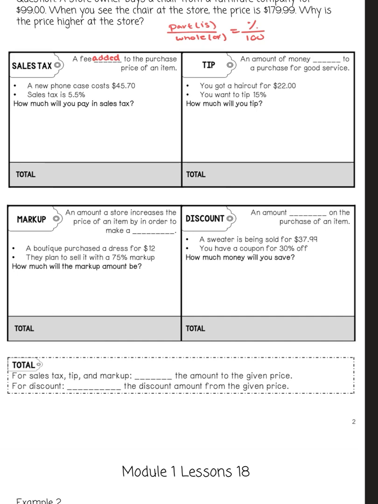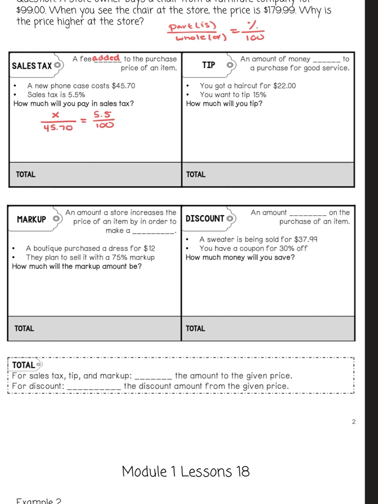All right, so here we have $45.70. And we want to know how much it's going to be with sales tax of 5.5%. So we're looking for our part, that sales tax. We have our whole, which is 45.70, and that is equal to 5.5 over 100.